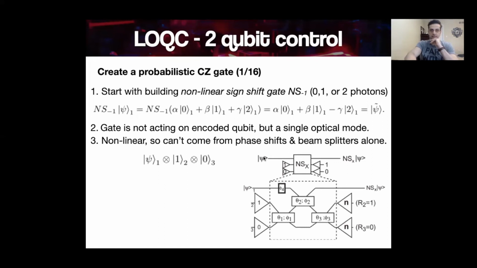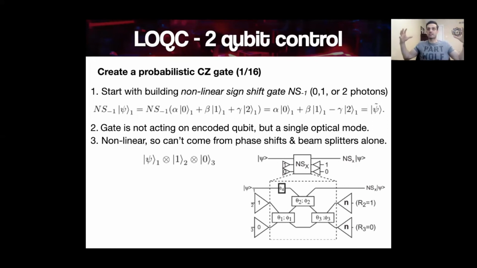We have our psi here in the first rail. In the second rail, we have one photon. In the third rail, we have 0. We're going to have a gate that acts on all three of these rails, and if we only look at its effect on the first rail, we'll see that it's the nonlinear sign shift gate. So this box here is more than the nonlinear sign shift gate.